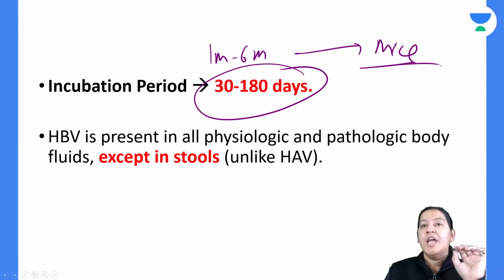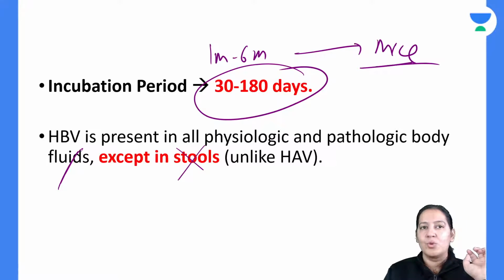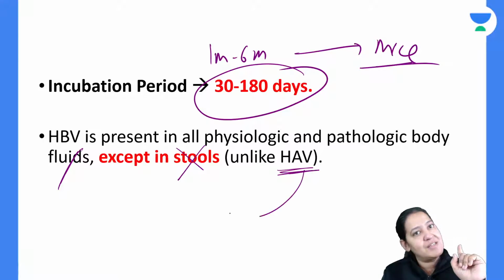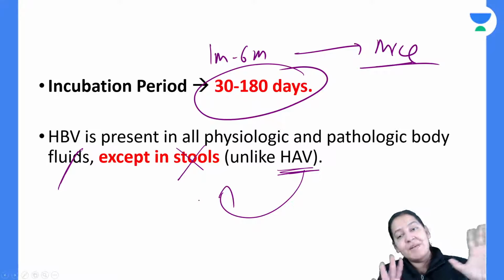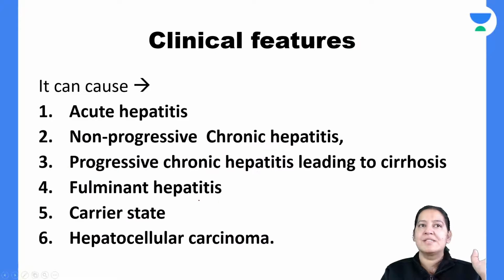Hepatitis B virus is present in all fluids. So it is present in vaginal fluid also. It is present in semen also. That's why it is transmitting sexually also. It is present in saliva also. So it can transmit from one person to another via sexual route. So it is present in all body fluids but not in stool. So it cannot spread via fecal-oral route because it is not present in stool. But remember, hepatitis A virus was present only in stool, not in other fluids. B is present in all other fluids of the body but not in stool. Have you got the difference? Give me a thumbs up.